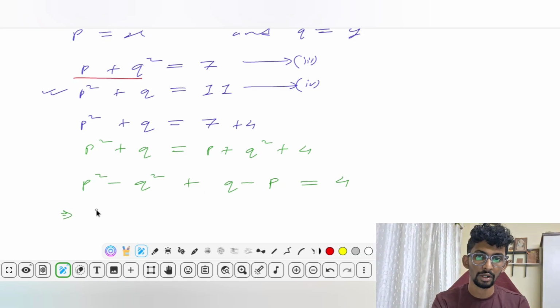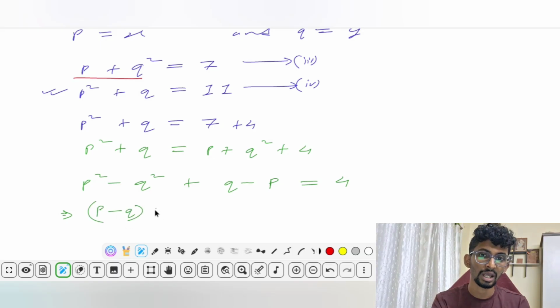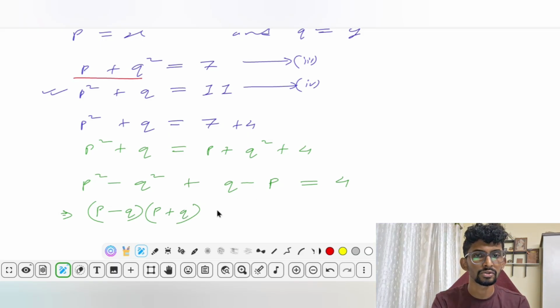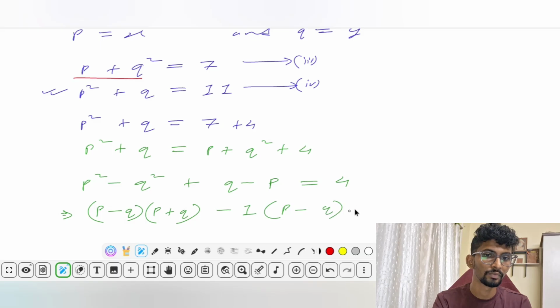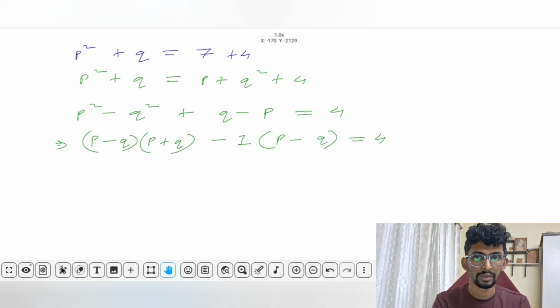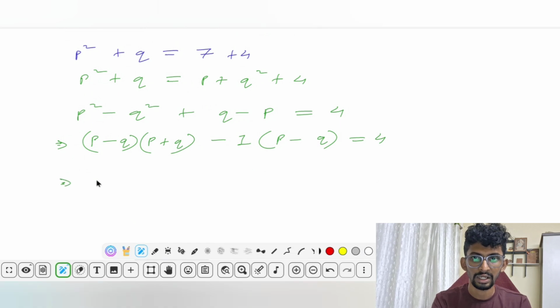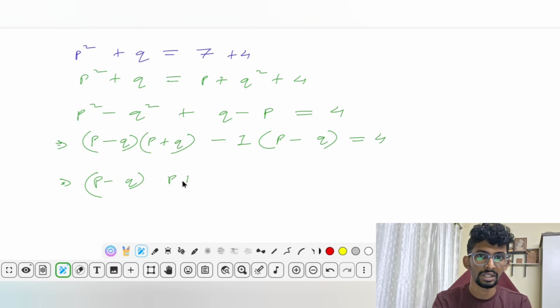Now p square minus q square, in the form of a square minus b square, can be written as (p minus q) times (p plus q). Now from q minus p also we can take minus 1 common, so we will get p minus q. Why have we done this? To take p minus q common. Now from here, if I take p minus q common, I will get (p plus q minus 1), which equals 4.